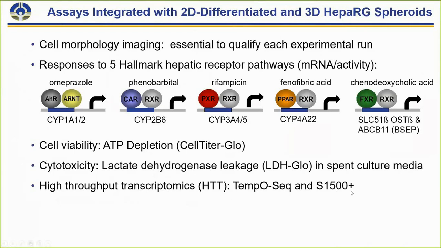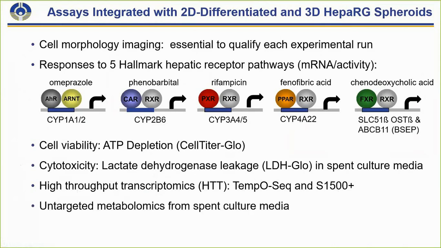And this has been a major emphasis point for our program, using this TempoSeq platform with the S1500 gene set of about 3,000 sentinel genes to be able to cover a broader biological response base and integrate these physiologically relevant in vitro models with assay systems that help us start to tease apart the progressions of response. And as I mentioned, metabolomics is also another assay system in spent culture media that we're trying to integrate with this approach.